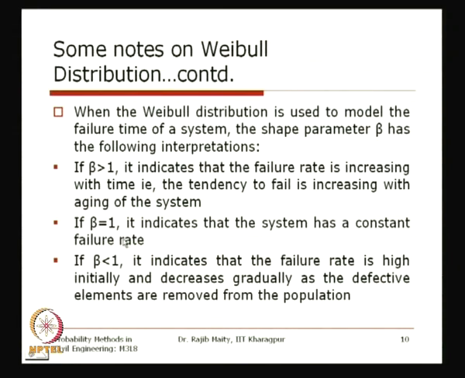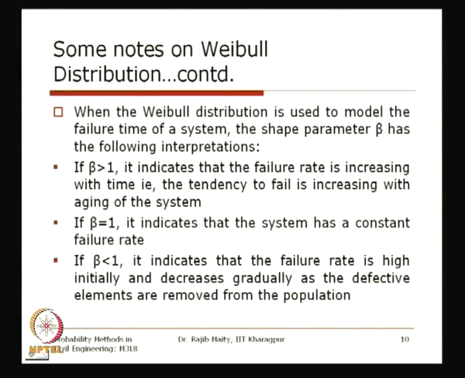This is exactly what is stated here: if beta equals 1, it indicates that the system has a constant failure rate, which is the basic assumption of the exponential distribution. We have also discussed that when beta equals 1, the distribution approaches the exponential distribution. Now, there are two other cases. If beta is less than 1 or greater than 1, what does it imply?